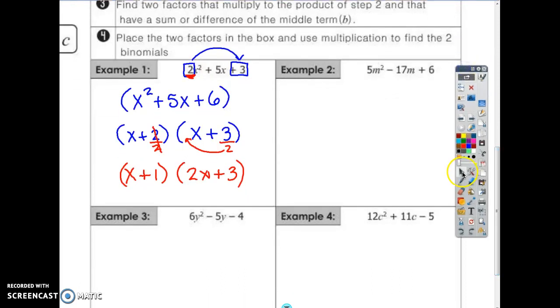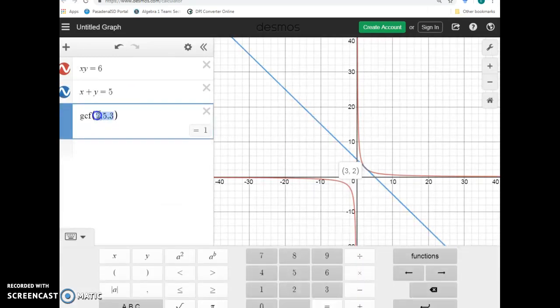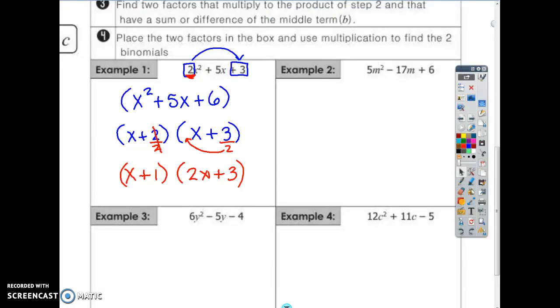The first thing we did was check if there's a greatest common factor: 5, 17, 6. It does not have a greatest common factor. That means I cannot take anything out, so the 5 has to stay in the front. So if the 5 has to stay in the front, then I'm going to multiply these two. That gives me 30. So the 5 goes away. Now I have m squared minus 17m plus 30.